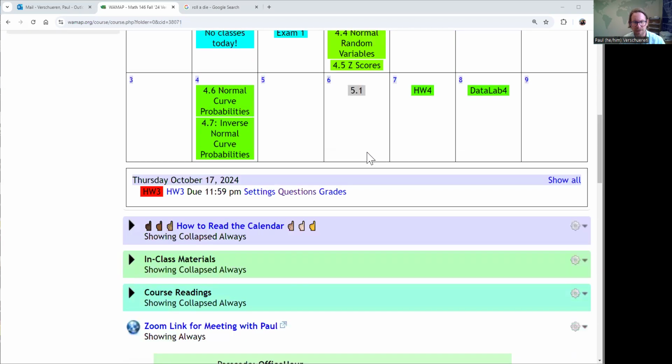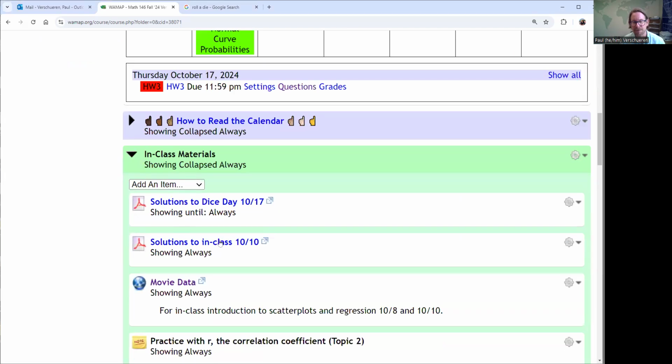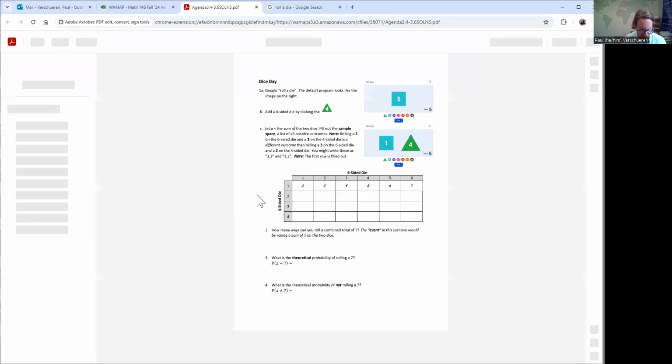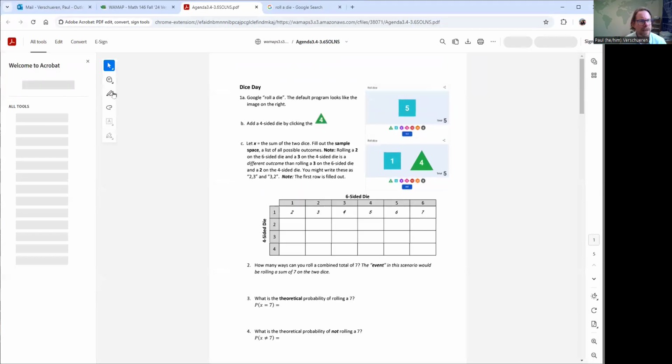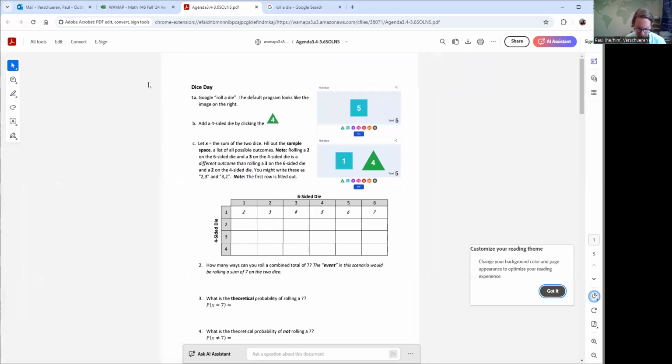I'm just going to point out that the document I'm going to open is down here in class materials. If you've forgotten, all sorts of class stuff is going to be down here, solutions to Dice Day. But before we even look at that, let me zoom in a little bit.